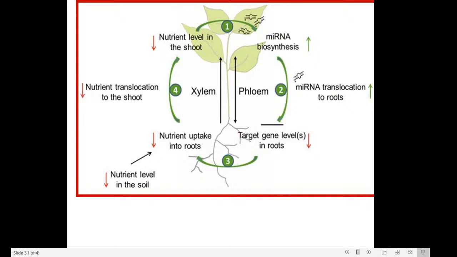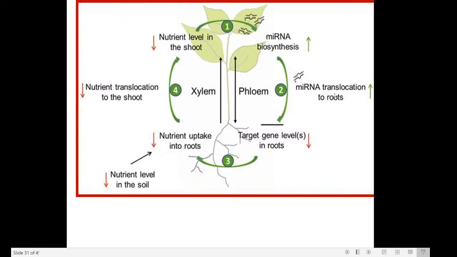Here, for this condition for the movement, there is a leaf, and there is a reduction of the nutrient level in the shoot. That makes the activation of intake through the phloem, the nutrient uptake in the root. When the intake is low in the root, the nutrient level in the soil is low. To activate this, we need to improve the nutrient level in the soil, so uptake is high, the phloem becomes activated, and the nutrition level in the shoot becomes high. This is the nutrient translocation in the shoot.